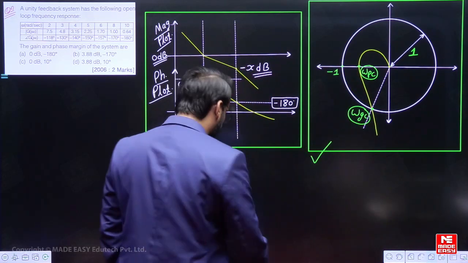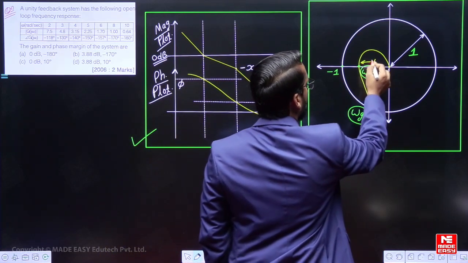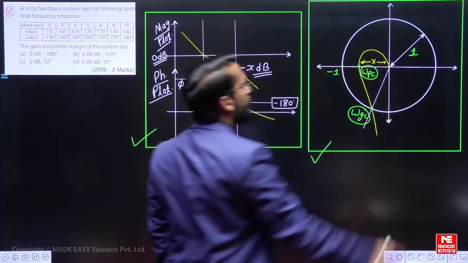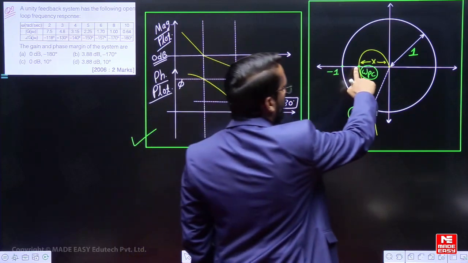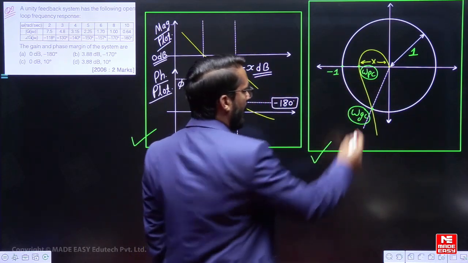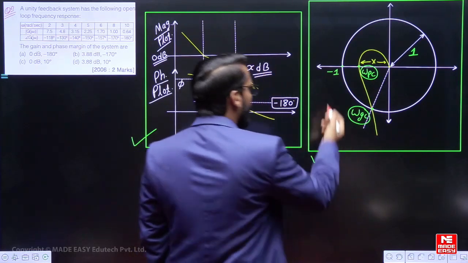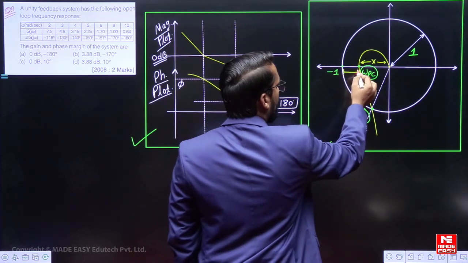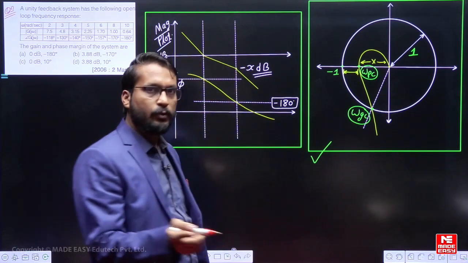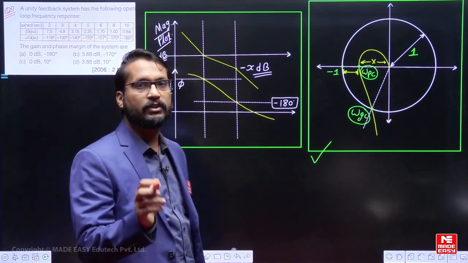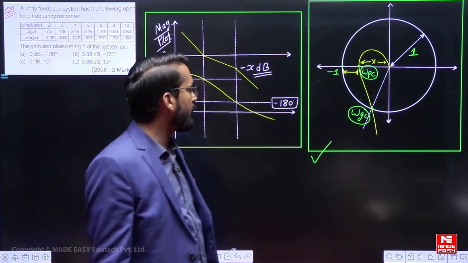So if the radius of the circle is 1, definitely this point will be minus 1. I want to mark the magnitude up to where the negative real axis is cut by the polar plot. I want to mark this as x. So what will be the gain margin? The gain margin can be in this way. This can be the gain margin. But if you want to calculate it in dB, you must take care. When we solve the question, at that moment I will tell you.